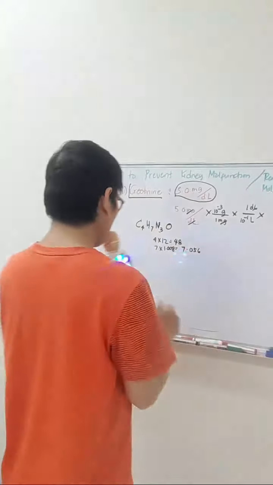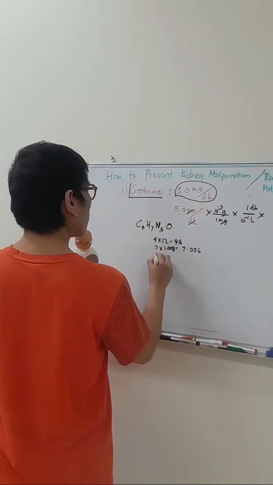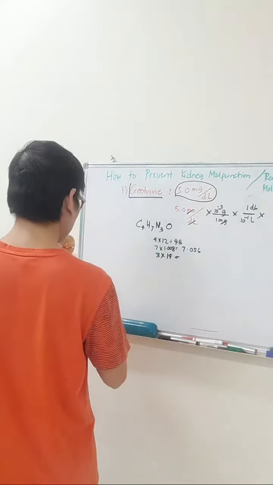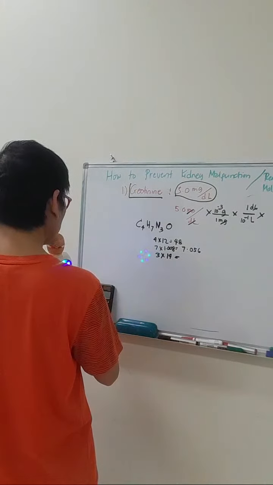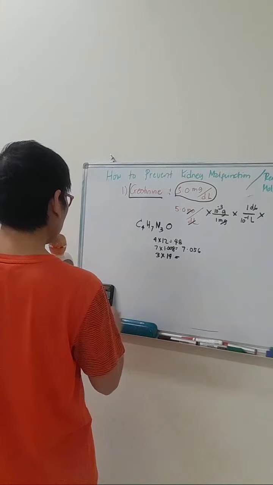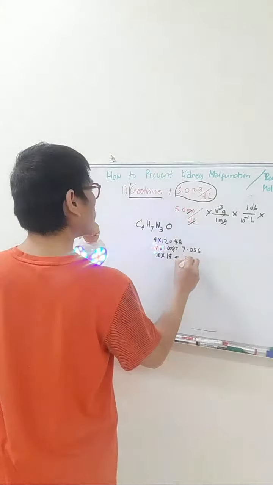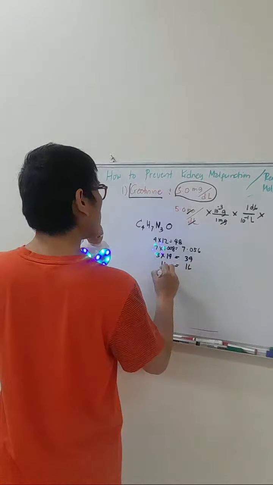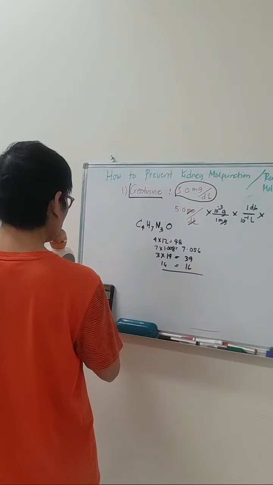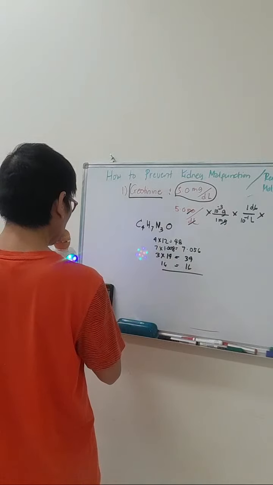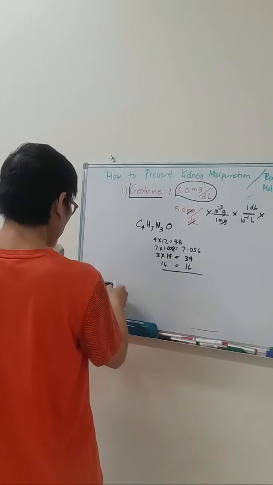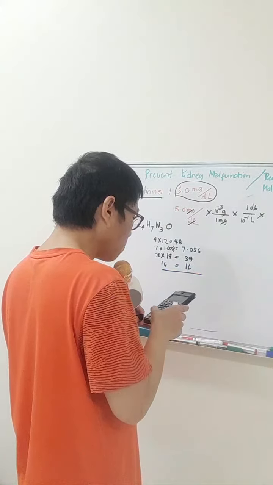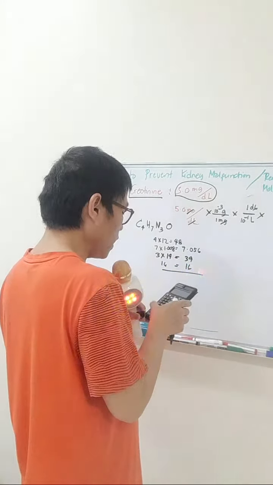Nitrogen, 3 times 14, right? So 14 times 3 is equal to 39, and oxygen is simply 16. So adding them: 48 plus 7.056.